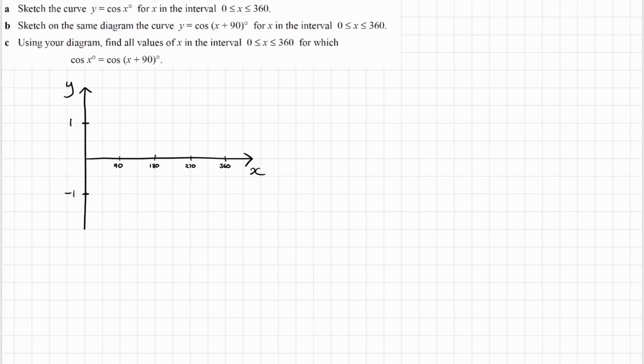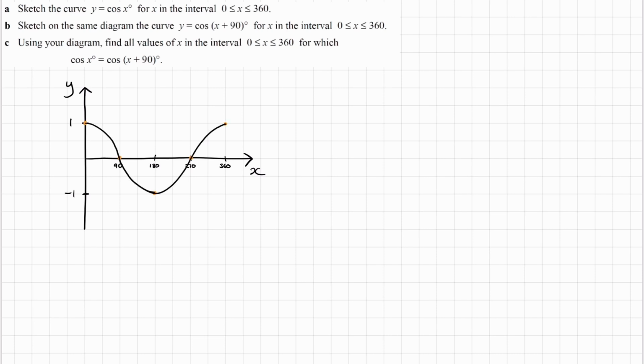Sketch the curve y is equal to cos x for x in the interval of 0 to 360. So here I have a graph from 0 to 360, and I'm going to draw a cos graph on that. A cos graph starts at 1, crosses through at 90 at 0, 180 at minus 1, 270 at 0, 360 at 1.